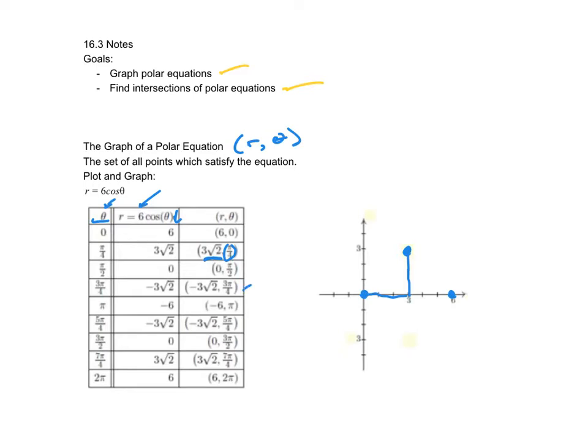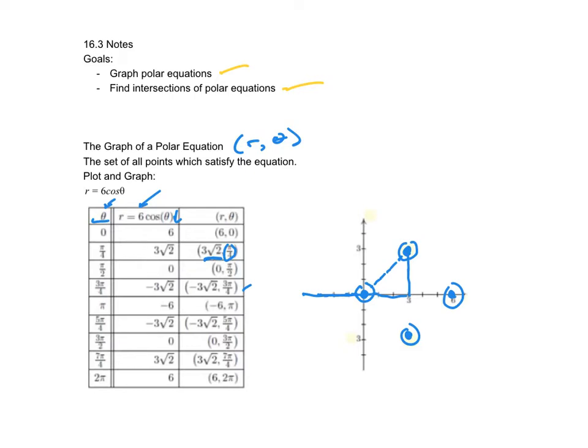The next point would be negative 3 root 2 along with 3 pi over 4. Keep in mind that this length here was 3 root 2. So negative 3 root 2 is this way, maybe a little bit more than 5, and then rotated 3 pi over 4. That's going to put us right here. Negative 6 is this way, rotated pi is going to bring us right here. Negative 3 root 2 over 2, 5 pi over 4 is going to bring us back right here. And you should notice that we've got a repeating pattern here.